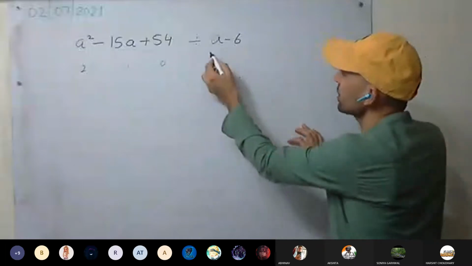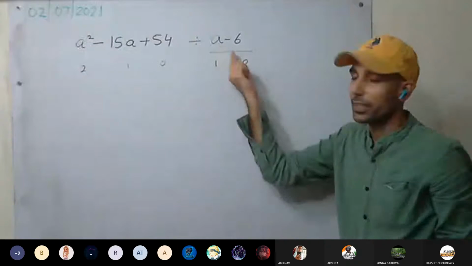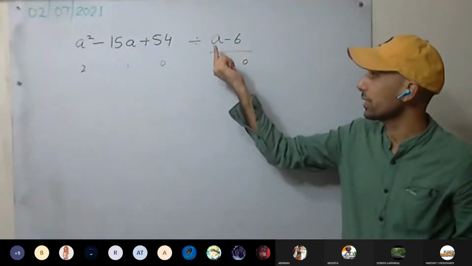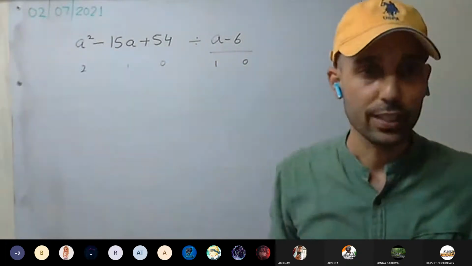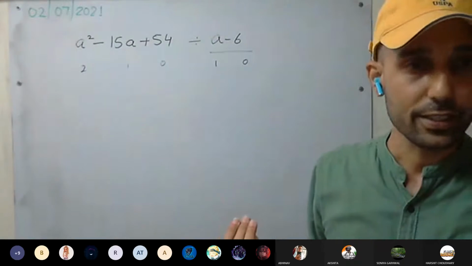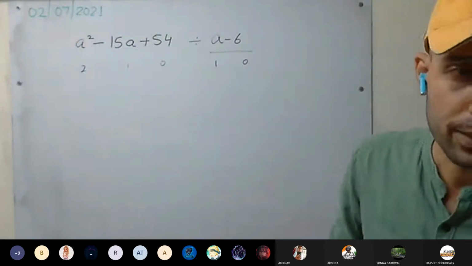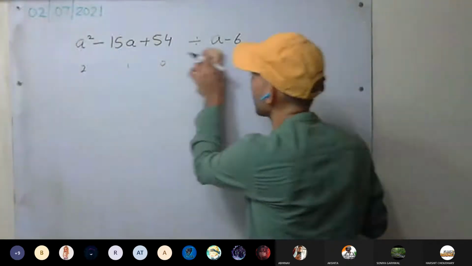Okay, check this one. What is the power of A? 1. What is the power of A? 0. So this is also well arranged. It is already arranged in descending order of the powers of A. Therefore, we won't make any change. If it is not arranged, we will arrange it in descending order of the powers of the variable. This is clear. First step. Always remember this one.